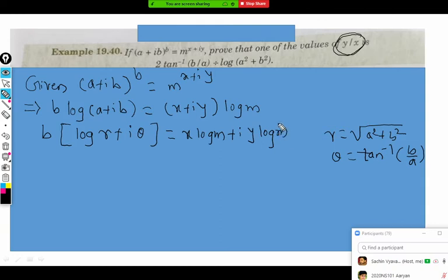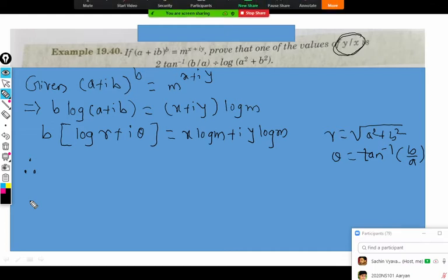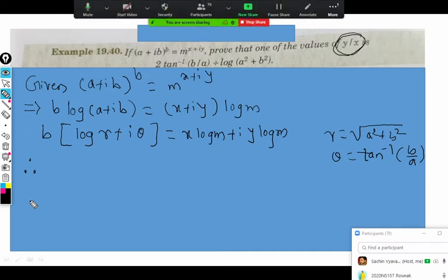Now a simple thing that we have to do. What should be done here to get the values of x and y? Equate real and imaginary parts. Very good. Correct. So if we equate the real and imaginary parts, b log r is equal to x log m, and b theta is equal to y log m.